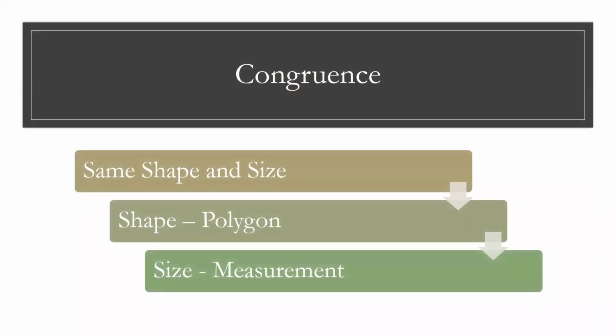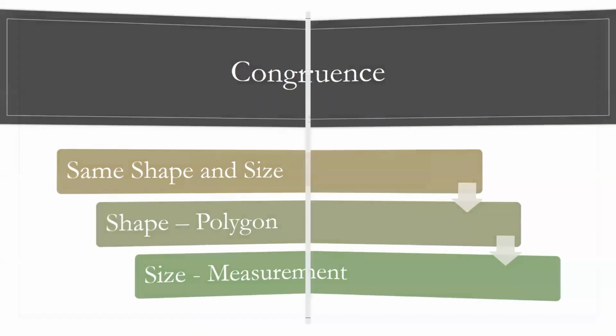Now, congruence in geometry, we say it's same shape and size. When we say shape, it is the shape of the polygon, or any closed figure, we could say that. And when we say size, it means its measurement. So let's go on with some more ideas about congruence.